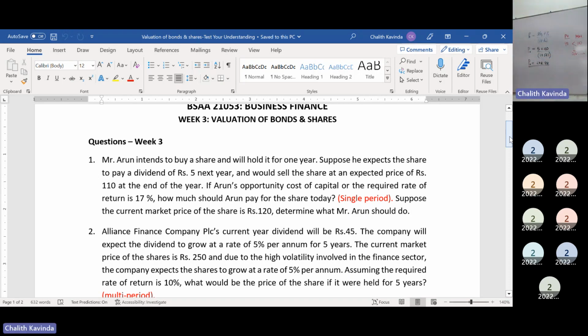What should Mr. Arun do? When the share is overvalued, you have to sell. Hope you remember that I told you, you need to determine the position of the investor right now. Here it says Mr. Arun intends to buy, simply is planning to buy. Accordingly, the decision is what? Not to buy or hold.